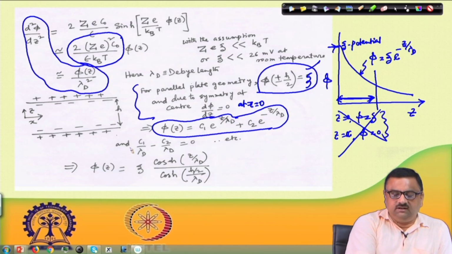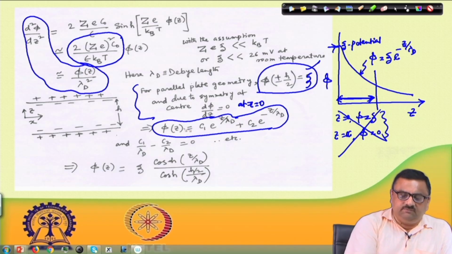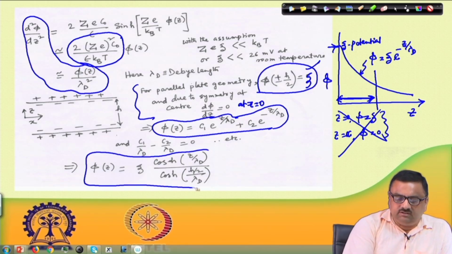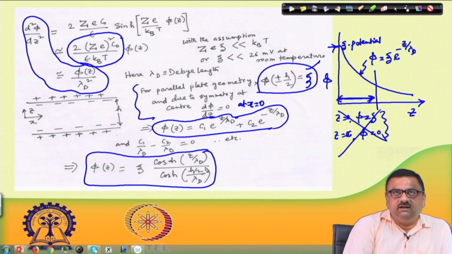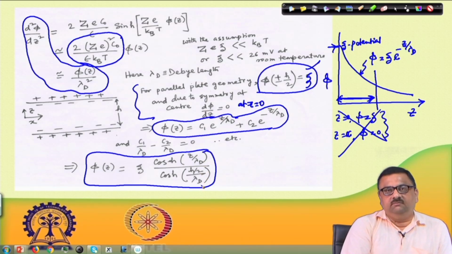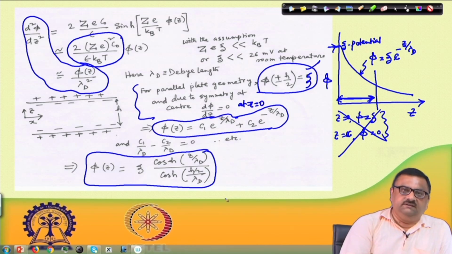For example, one condition will be C 1 by lambda d minus C 2 by lambda d equal to 0. So, you have to work with these boundary conditions. If one does this, then one gets a solution, which is phi z is equal to zeta cos hyperbolic z by lambda d divided by cos hyperbolic h by 2 lambda d. So, this is the equation for phi z.